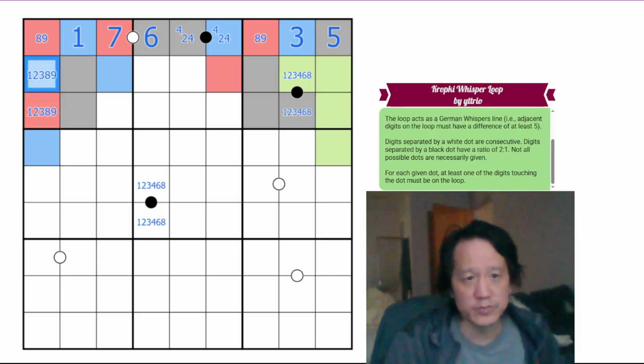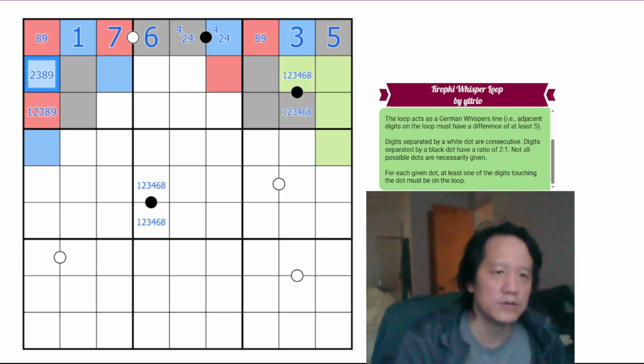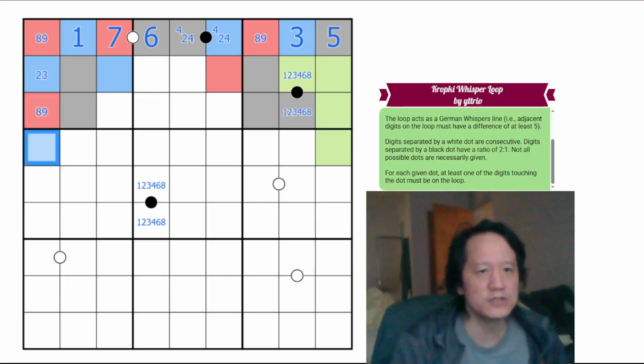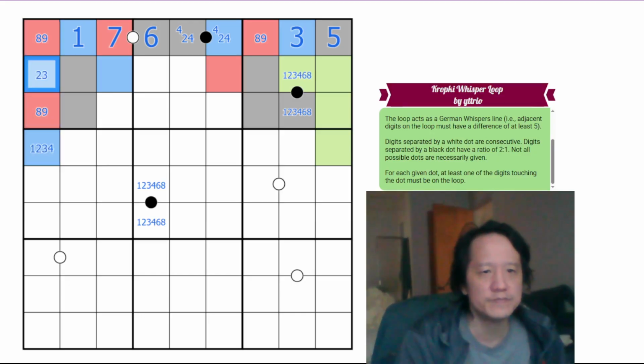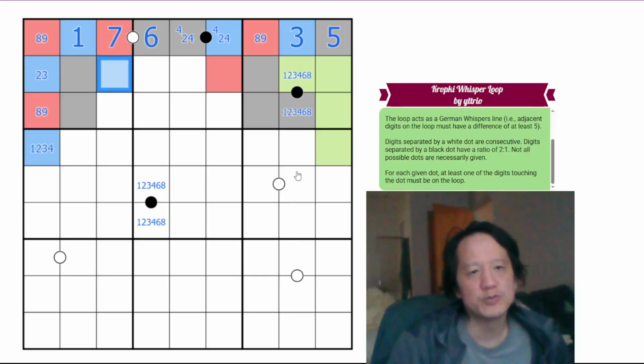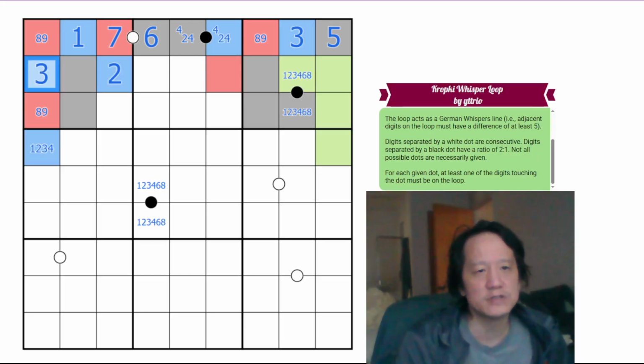That means this has to be 1 or 2. Sorry, 2 or 3 here. And this is 8 or 9 as a pair, which could be next to 1 through 4 here. This is next to a 7 on a Whisper 5 line, so this must be 2, which makes this 3. So this cannot be 3 here.